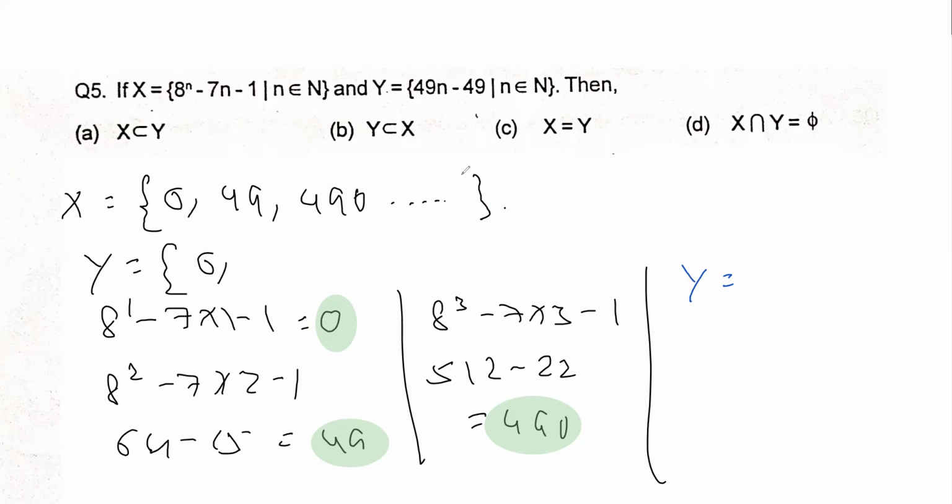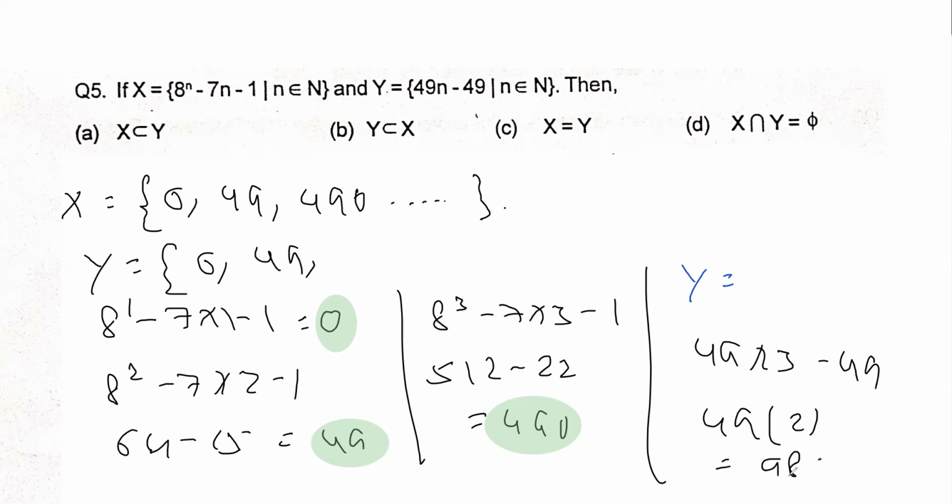Replacing n with 2, 49 into 2 is what? 98 minus 49 is 49. Replacing n with 3, it's going to be 49 into 3 minus 49. We can take 49 as common, so this is 3 minus 1. 3 minus 1 is what? 2. That should be 49 into 2, that's 98.